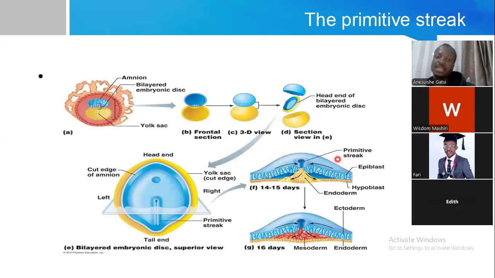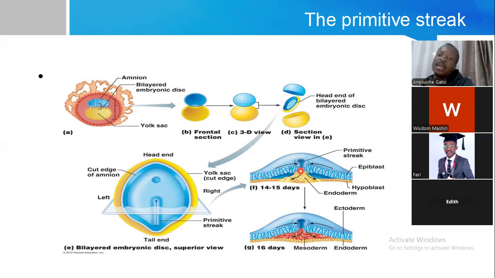This is around the beginning of the 3rd week, which is around day 14, 15. When you look at this diagram here, in blue, that's your original epiblast, right? Then in gold, where the red laser pointer is, that's your original hypoblast. So initially you had epiblast and hypoblast. On the cell surface of the epiblast, that's where you form the primitive streak.